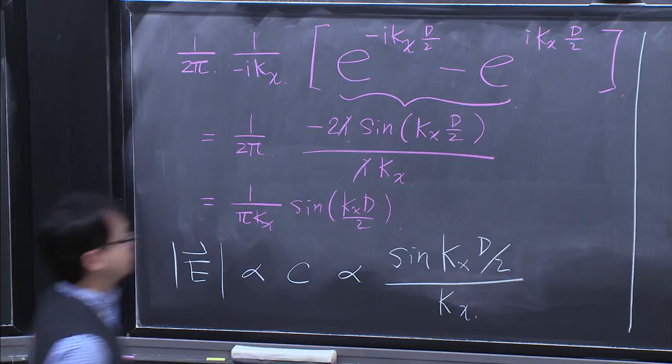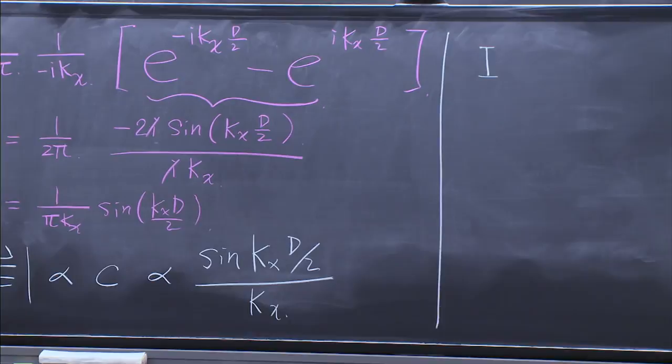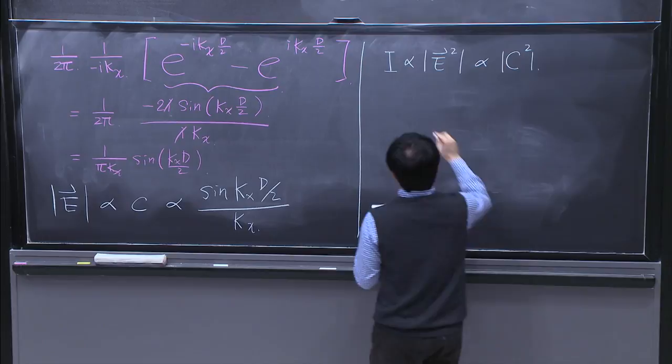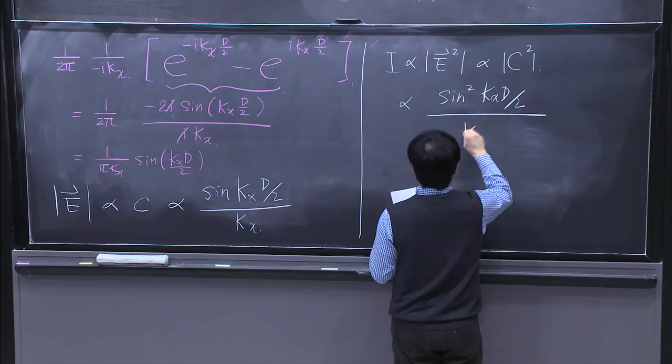Since we have the magnitude of the electric field, I can calculate the intensity. Intensity is what we care about. It's going to be proportional to E squared, and that is proportional to C squared. And what is that value? That is going to be proportional to sine squared(kx d/2) divided by kx squared. Any questions so far?